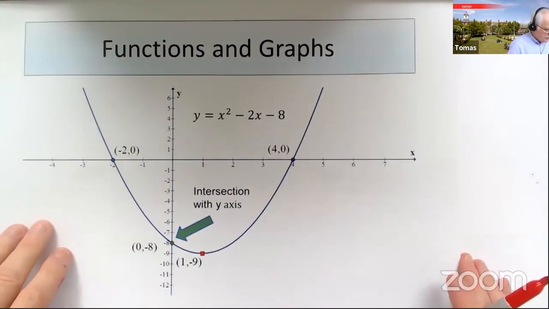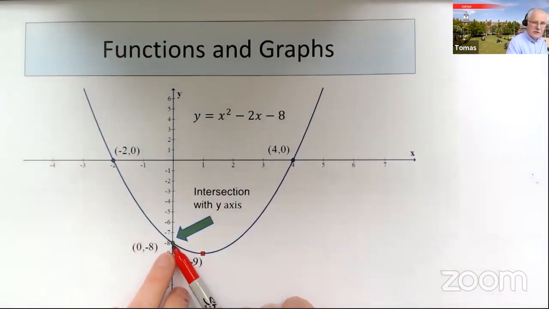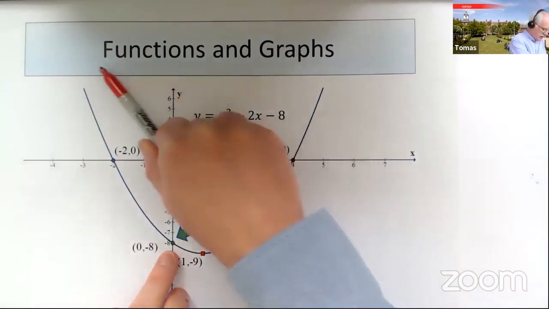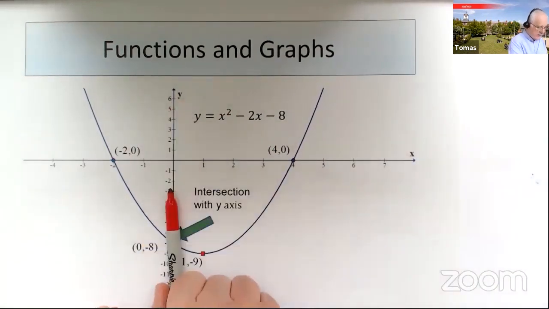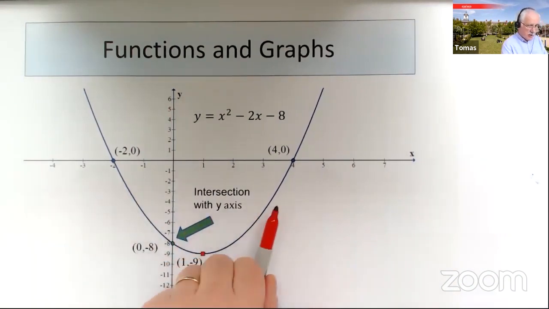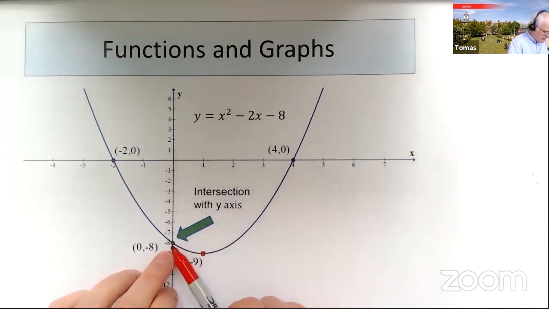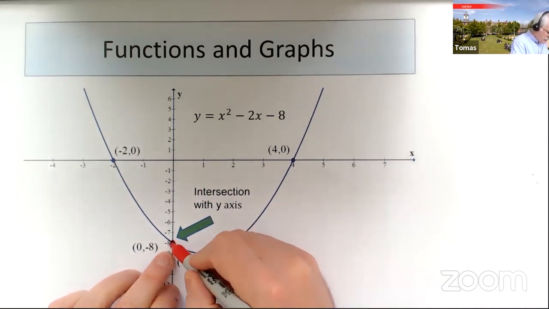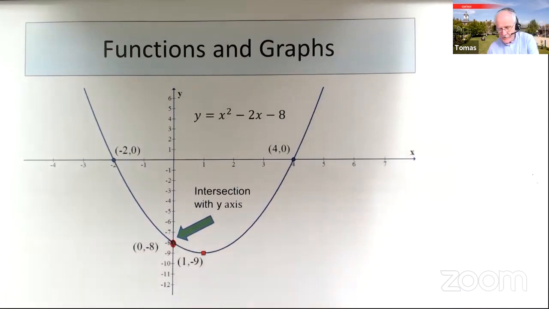Here's another interesting part of the same graph. And on this occasion, we're talking about this point here. And this is the point where the vase intersects with the y-axis. So it's neither west or east, it's always the same. So what we see here is 0, minus 8, intersection with the y-axis, and the 0 is telling us that the x value is 0. So that's an interesting point.